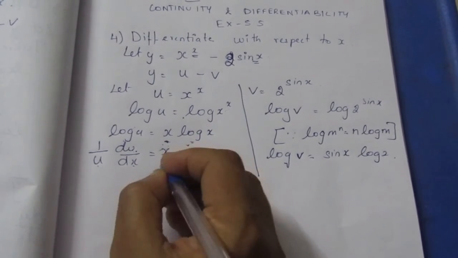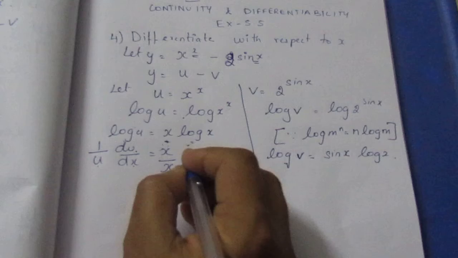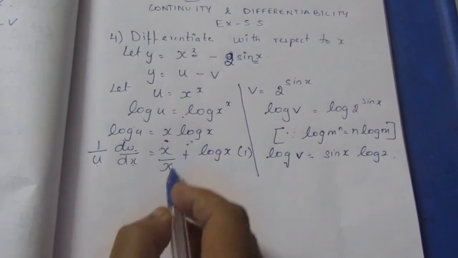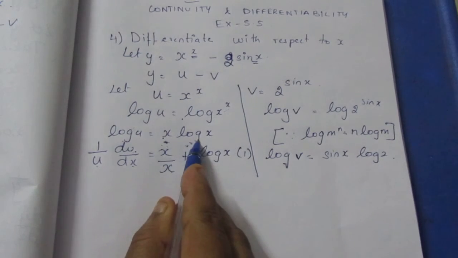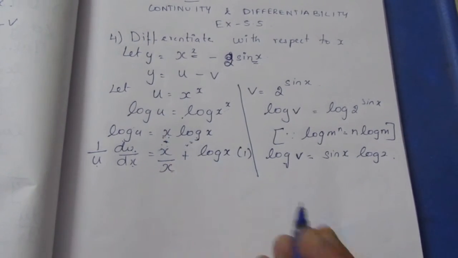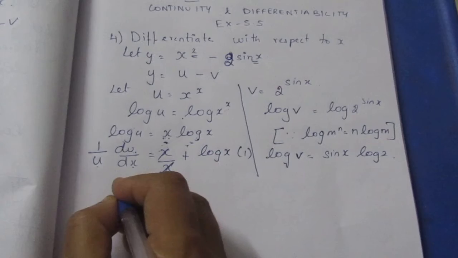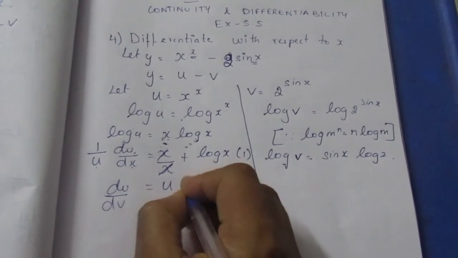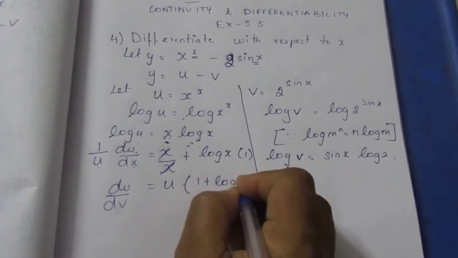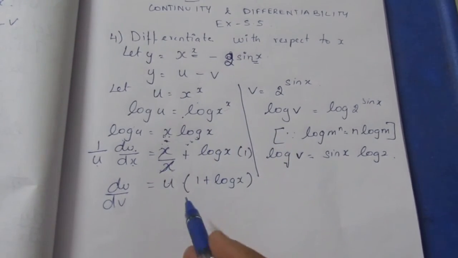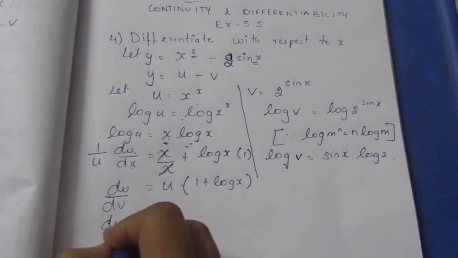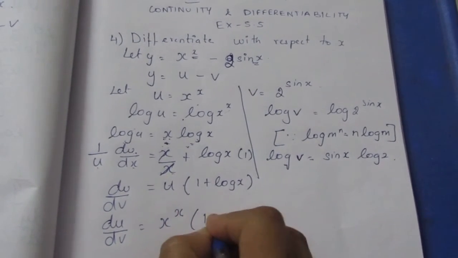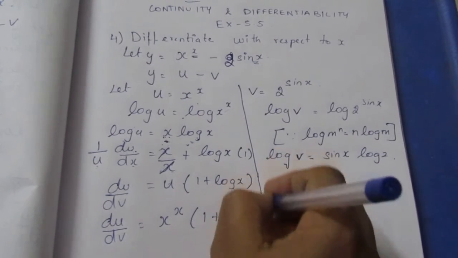If I differentiate log x, it becomes 1 by x. So now keep the log x as it is. If I differentiate x, it becomes 1. So this is the product rule: keep this as it is, differentiate this, plus keep this as it is, differentiate this. Now these two get cancelled. Now du by dx is equal to, bringing u to this side, u into 1 plus log x. u is nothing but x power x. So substitute it here: du by dx is equal to x power x into (1 plus log x). So we have completed the first one.